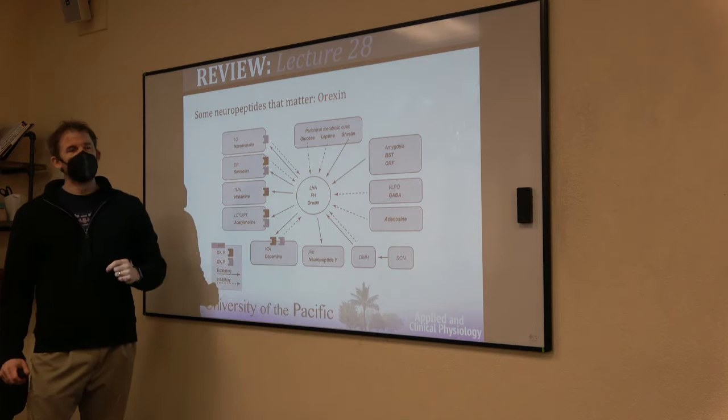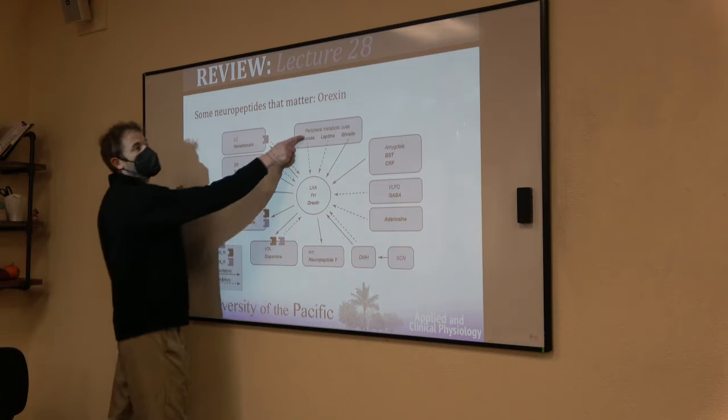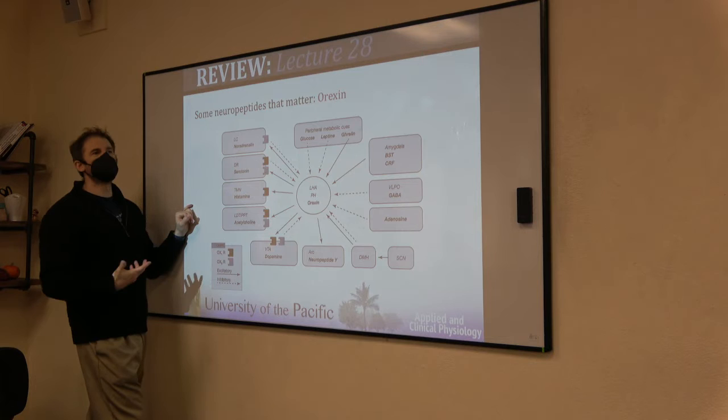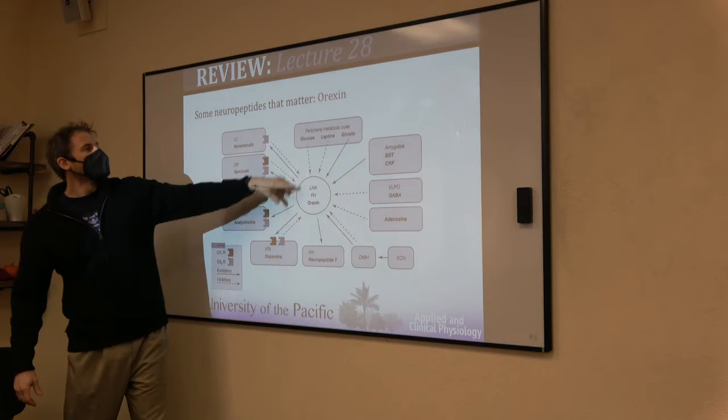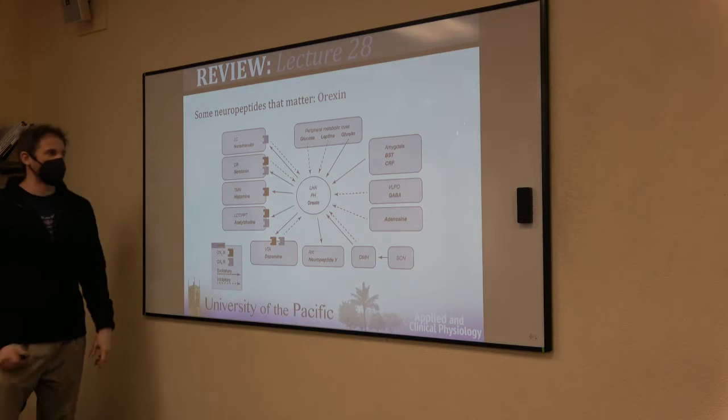Now, part of that Thanksgiving dinner, remember, when glucose goes up, you eat a carb-heavy meal, the mashed potatoes and Jell-O and whatever else, the can-shaped cranberry sauce, a bunch of glucose goes up. We're inhibiting orexin. Leptin is released, right? As fat cells are growing, leptin gets released. That inhibits orexin.